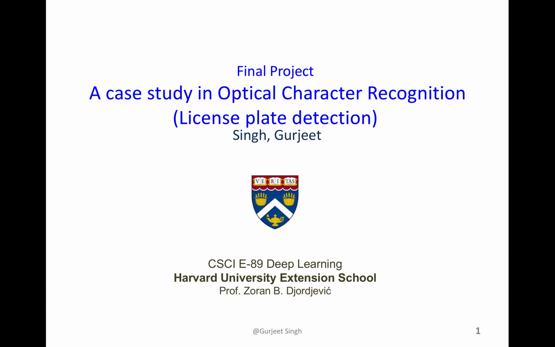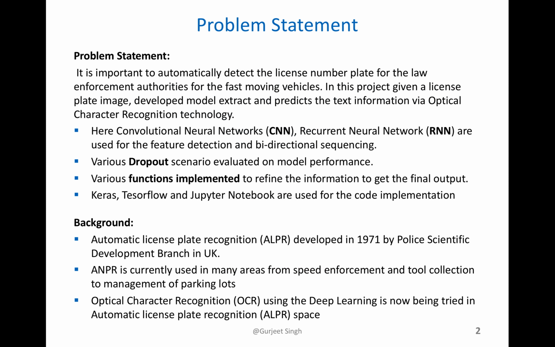Today I am going to present a case study in optical character recognition, specifically towards license plate detection. So let's go towards the problem statement. It is important to automatically detect the license plate number for law enforcement authorities, and this is specifically for fast moving vehicles. So in this project, given a license plate image, the developed model extracts and predicts the text information via optical character recognition technology.